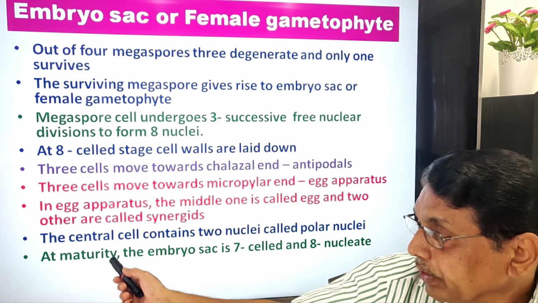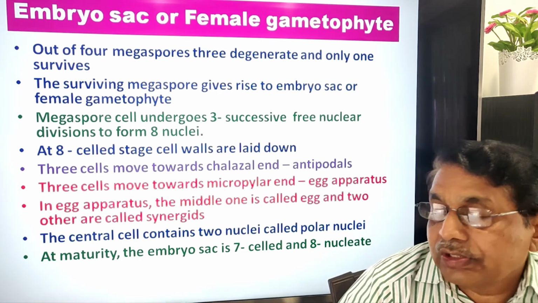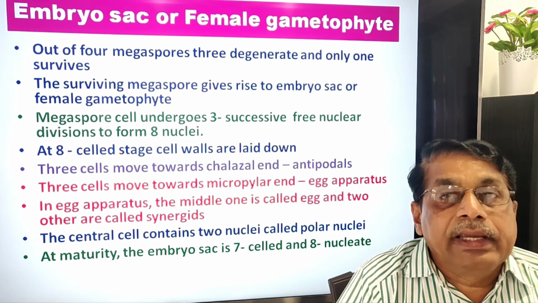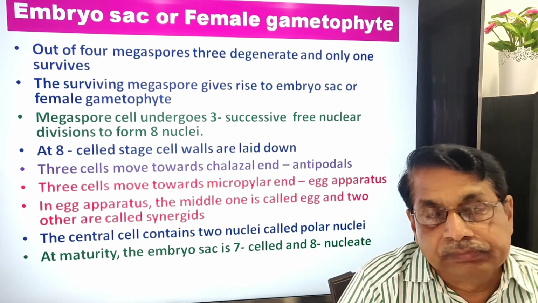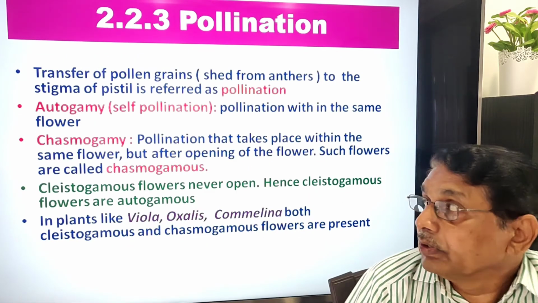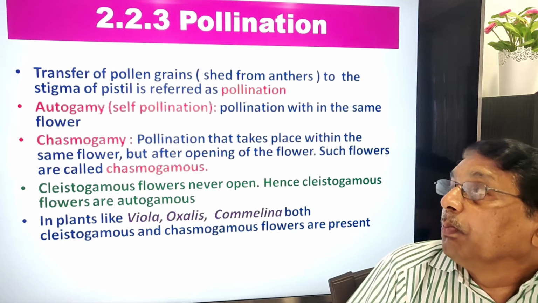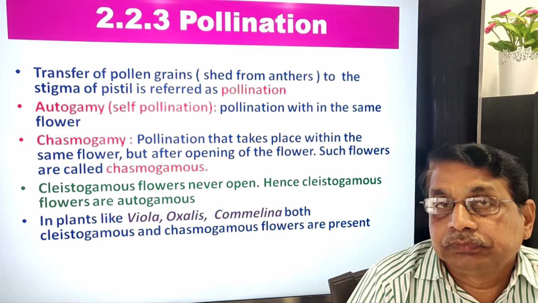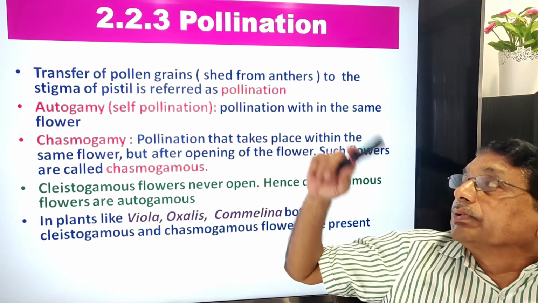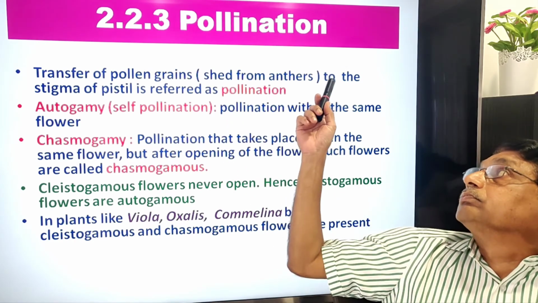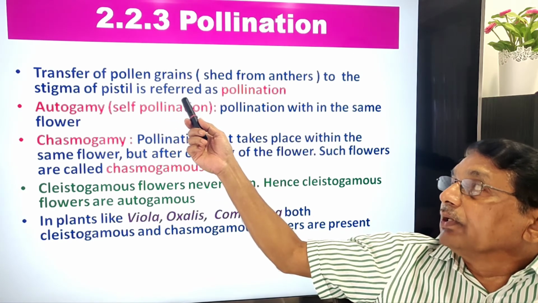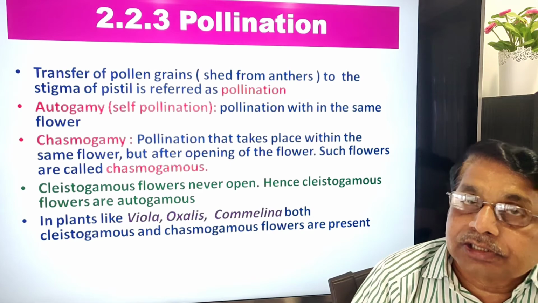At maturity, this point is very important: the embryo sac is 7-celled, 8-nucleate. Pollination. Transfer of pollen grains to the stigma of the pistil is referred to as pollination.